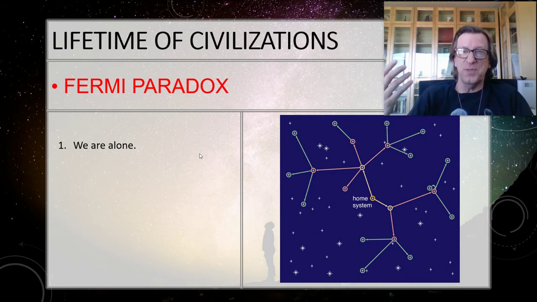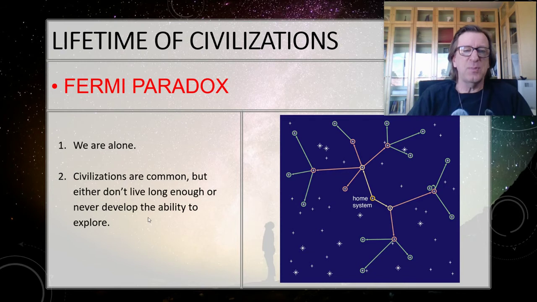So there are some possible solutions to Fermi's paradox. One is we're alone. There isn't actually anybody else in the galaxy. It's just us. Now, out of 100 billion stars, many of them with habitable planets, that seems pretty unlikely, but it is one possibility. The other possibility is that civilizations are common, but they either don't live long enough or never develop the ability to explore. We may actually kill ourselves before we develop the ability to colonize another planet. Maybe that's common. Maybe that happens all the time. And so that would explain why we don't currently have any civilizations just basically taking over the galaxy right now.